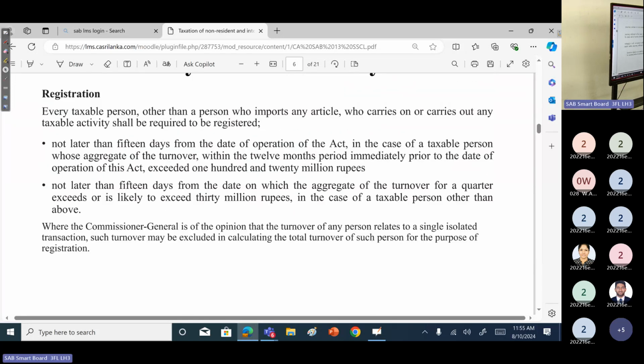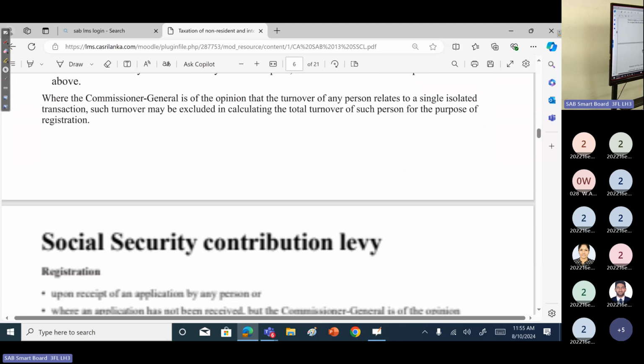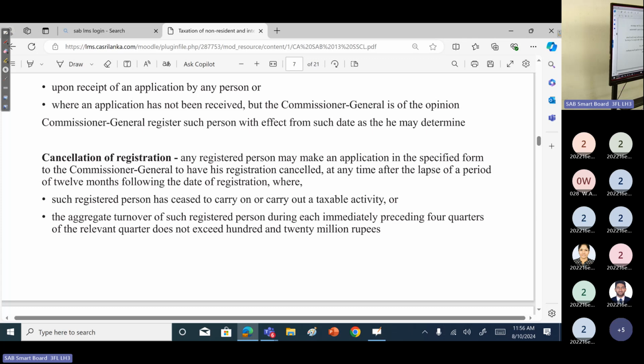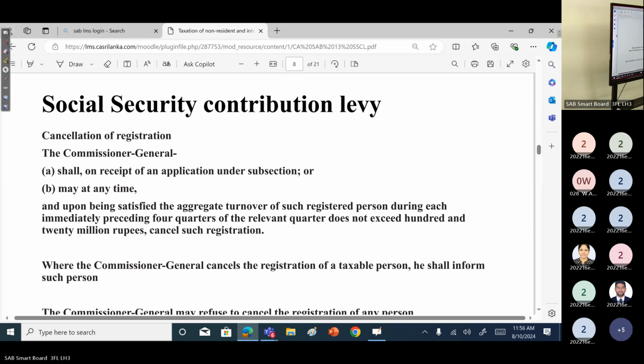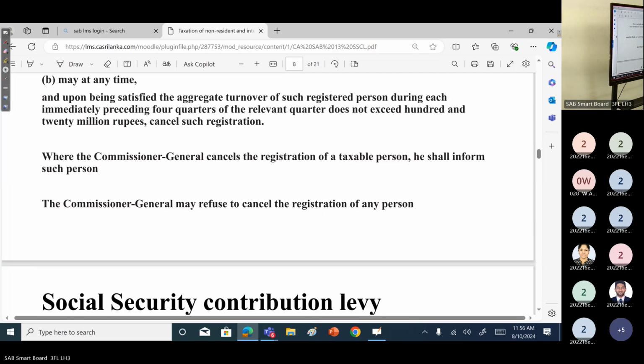So mandatory registration, the same method. The registration threshold is very similar to value-added tax right now. Right? 15 million per 3-month period or quarter, or 60 million per year. That's the registration part.